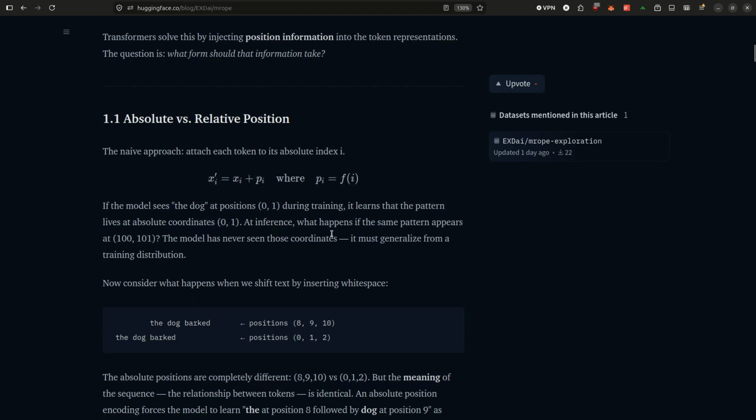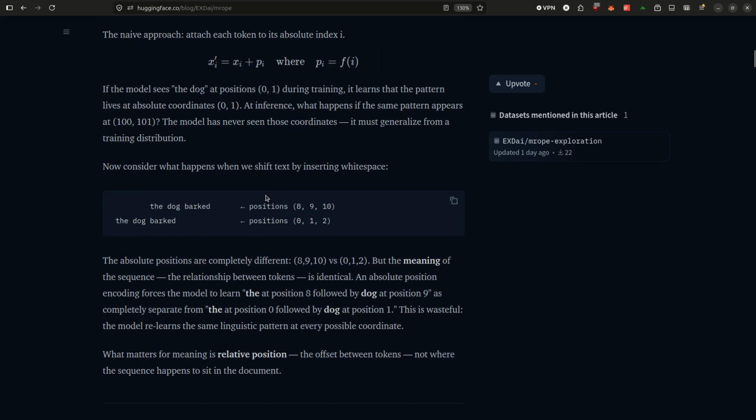So the problem is, if you look at this sentence, and this is a toy example just to underline the problem. If I just shift this entire sequence by 7 empty spaces, the meaning of the sentence hasn't changed, but the position has completely changed, and therefore the new vector, the positionally encoded vector, is completely different. But that's actually not what we want.